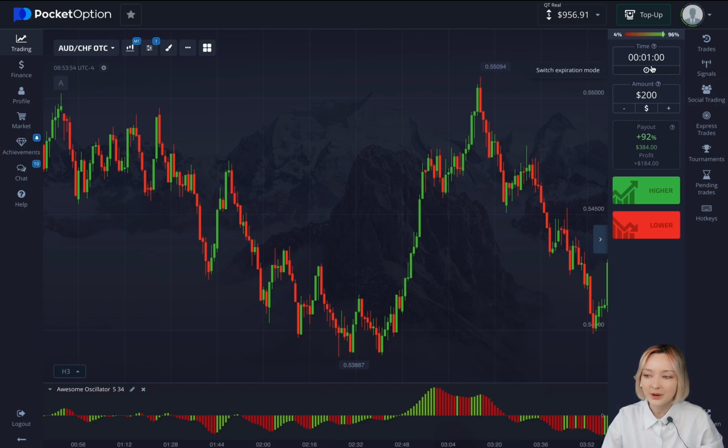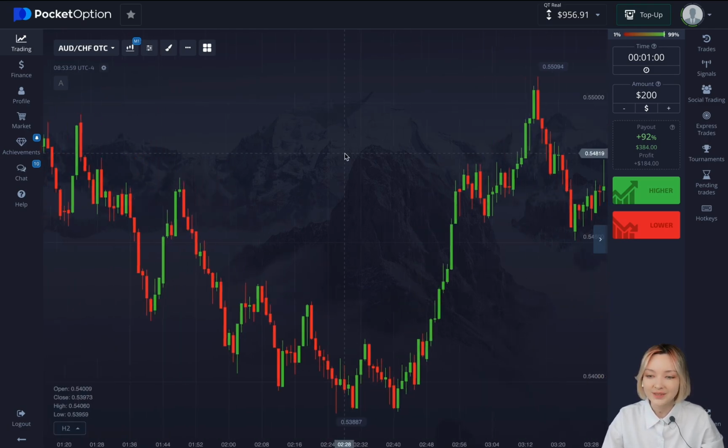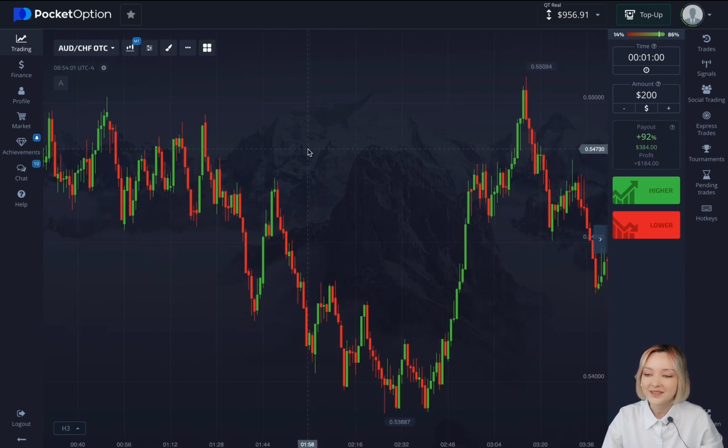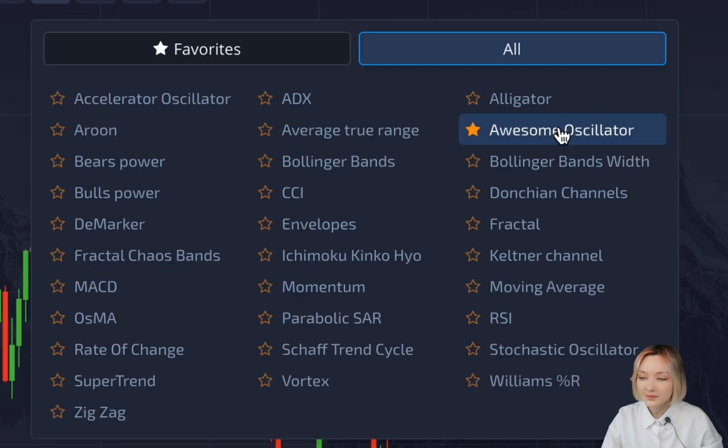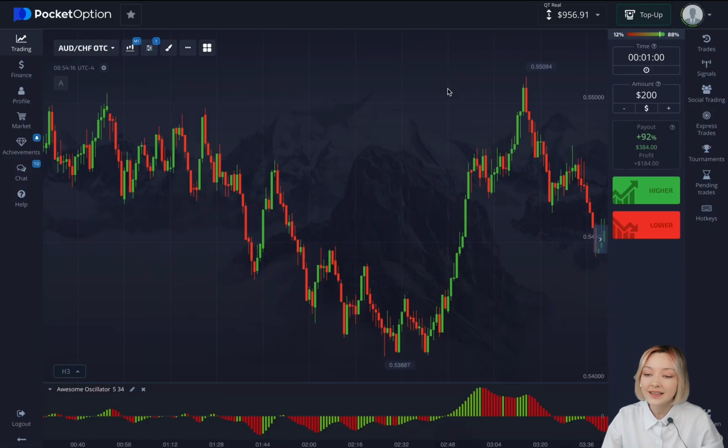Today's initial deposit is $956, nearly $1,000. I hope we'll have managed to make another grand extra by the end of this video. Let's enable the indicator. It's really easy to do. On the Pocket Option platform, in the top left corner, in the Indicators menu section, we're finding the awesome oscillator indicator and clicking it once.